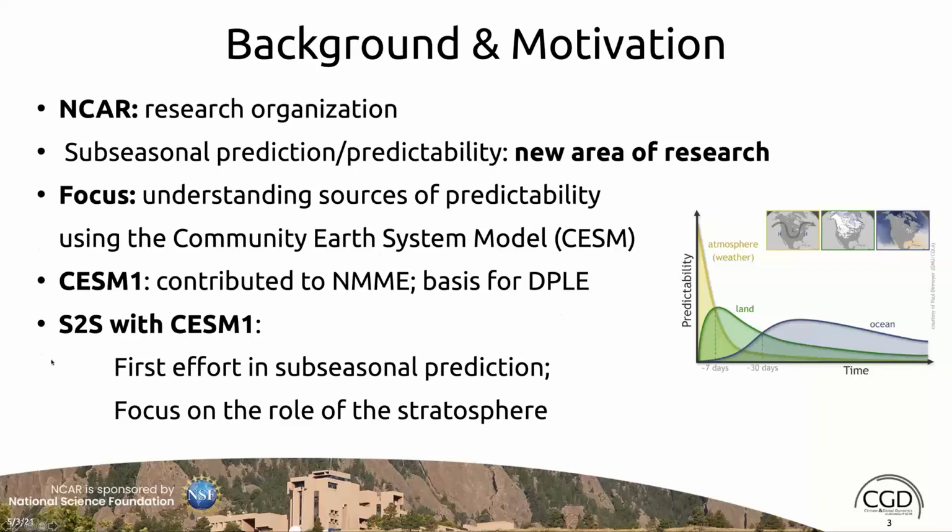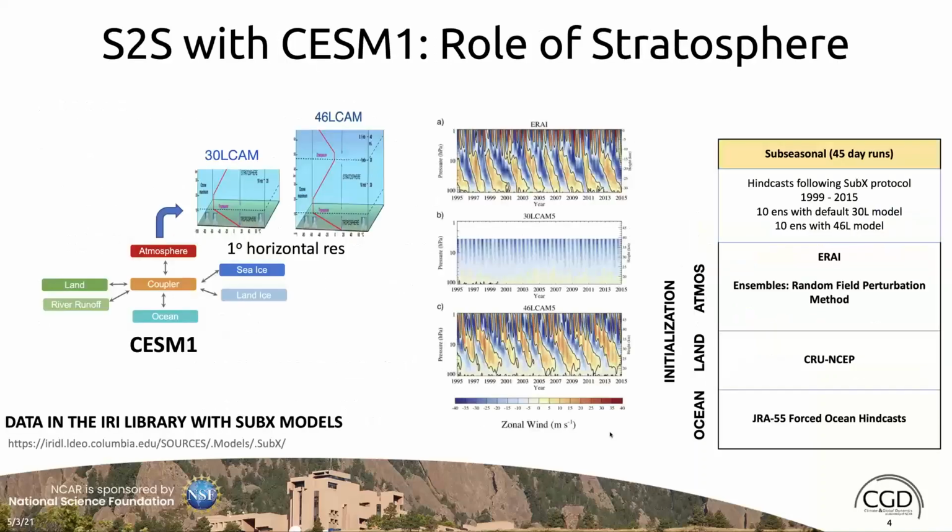So we started our subseasonal prediction efforts with CESM back in 2015, and I actually had a joint project with Judith Perlwitz and NOAA that focused on the role of the stratosphere on initialized prediction, and that was the first effort that we ever started at NCAR on the topic. And when we did this, we really wanted to have a study that showed us how much does the stratosphere matter for week 3 for subseasonal forecast and for the NAO.